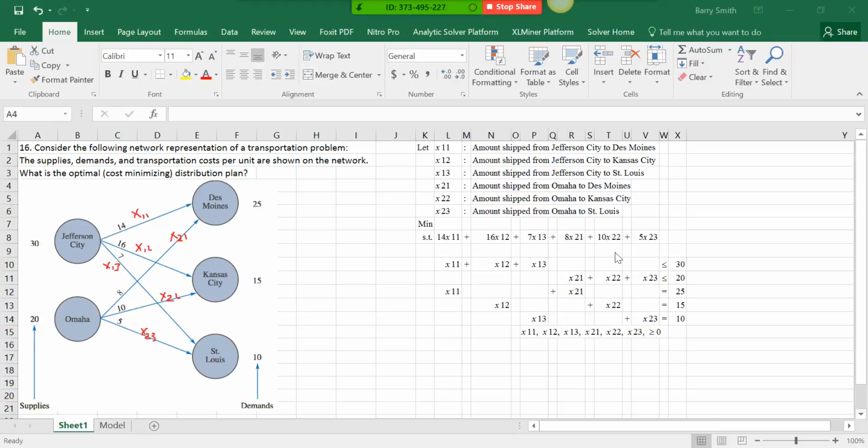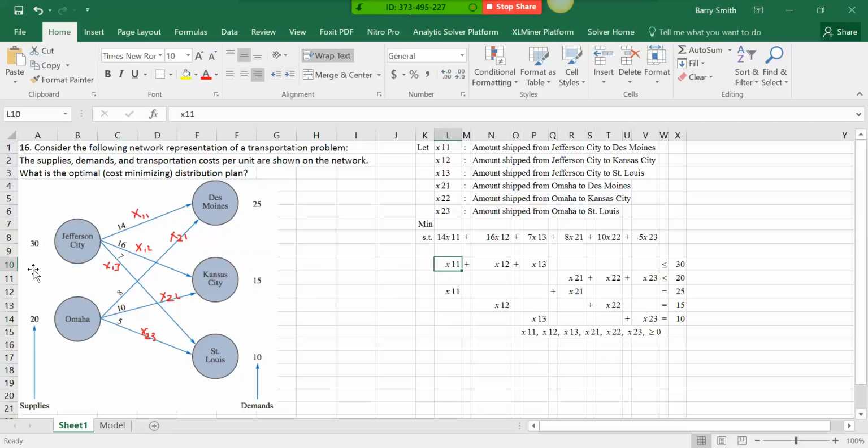Now, what do we know though? Well, for the position 1, Jefferson City, we know that X11 plus X12 plus X13 has to be less than or equal to 30 because that's all the supplies they have total. And then for X21, X22, and X23, it has to be less than or equal to 20 because that's all the supplies they have total.